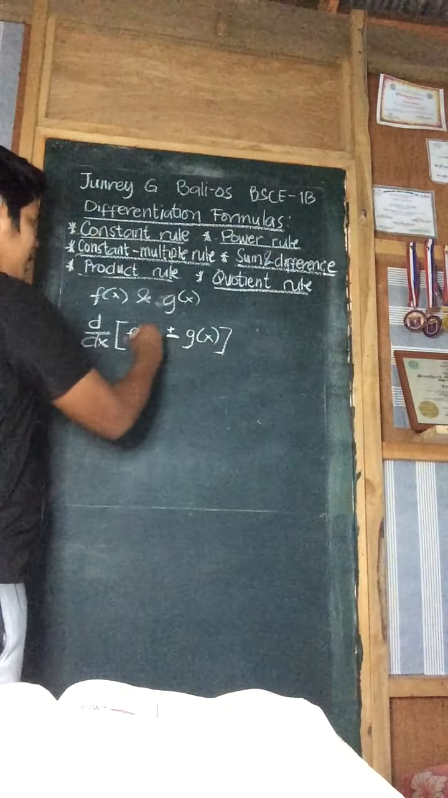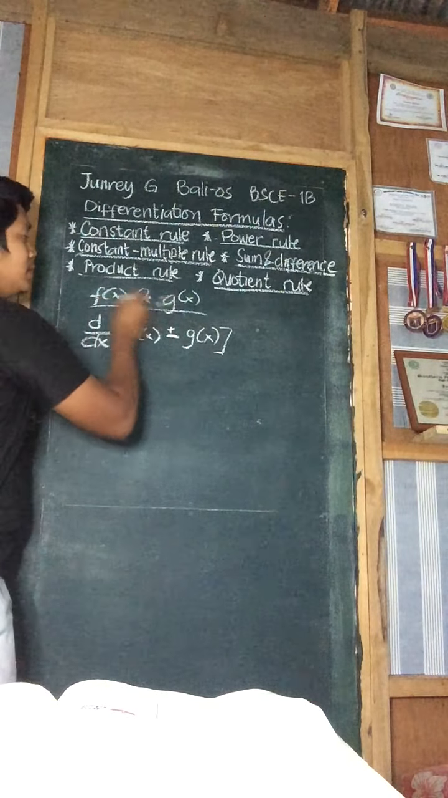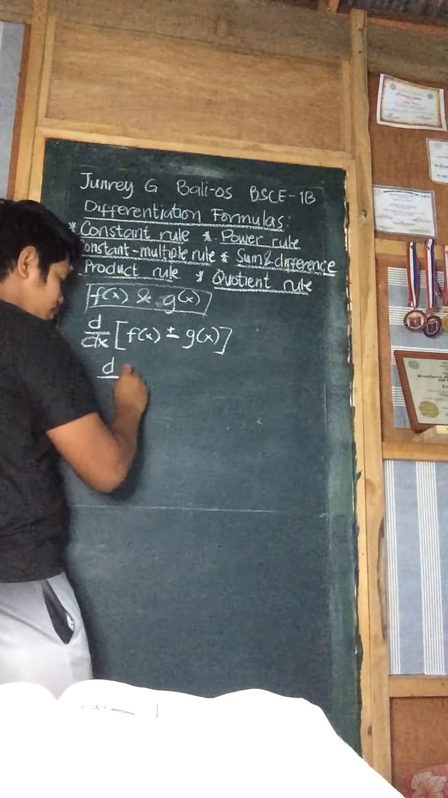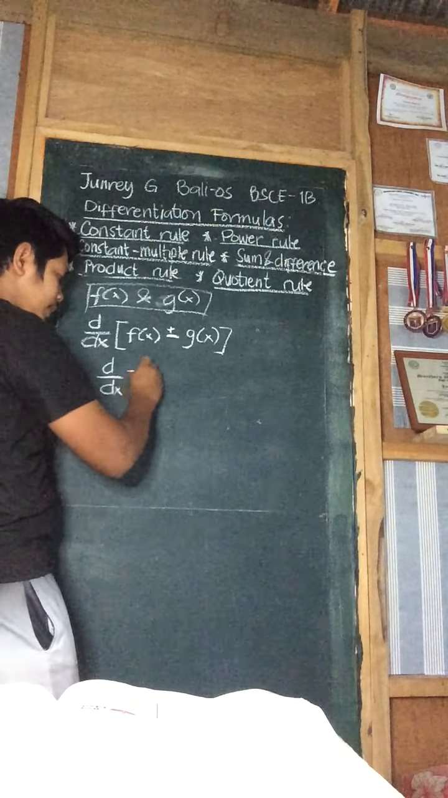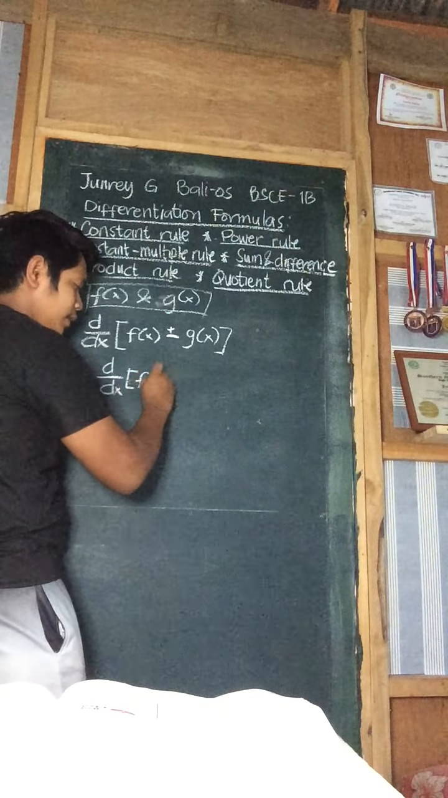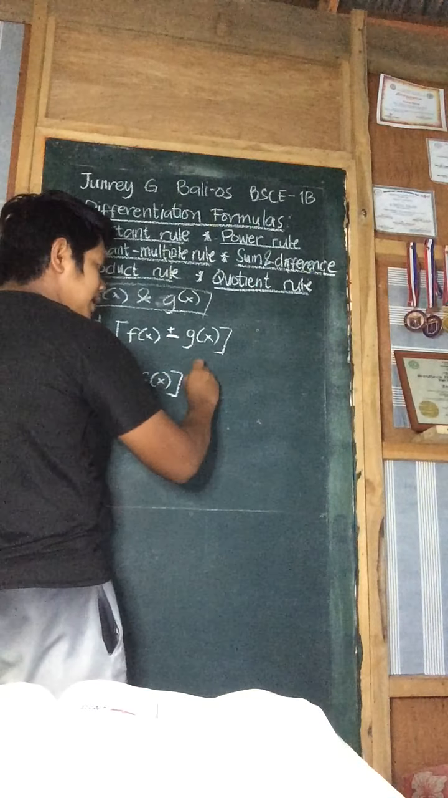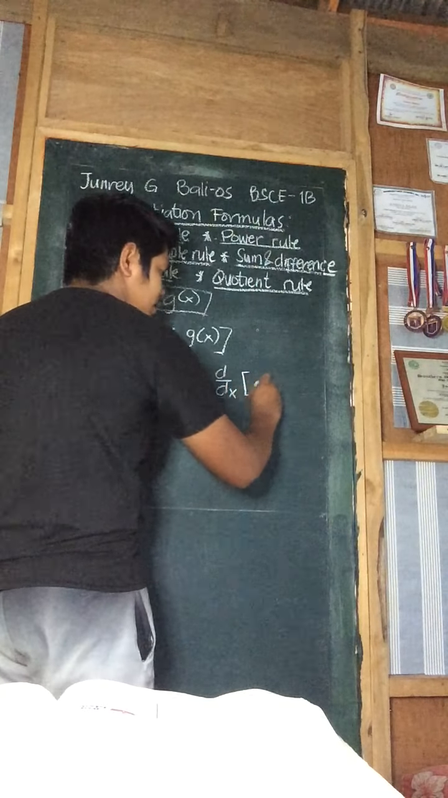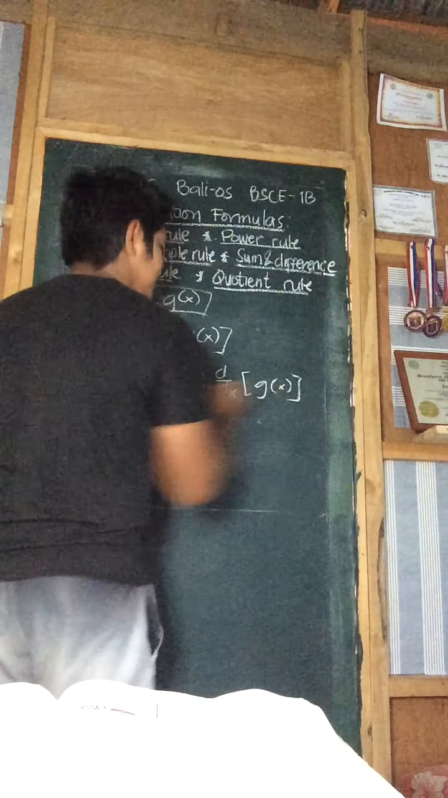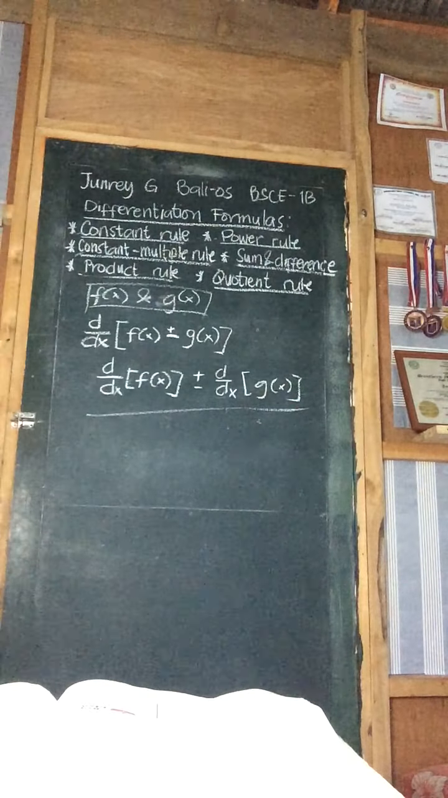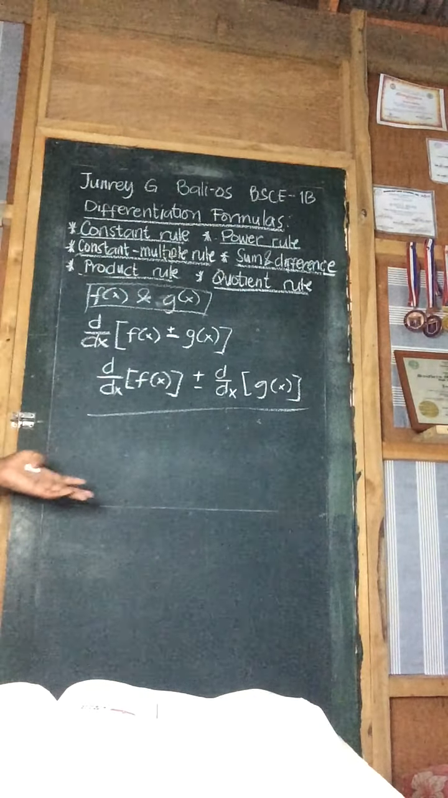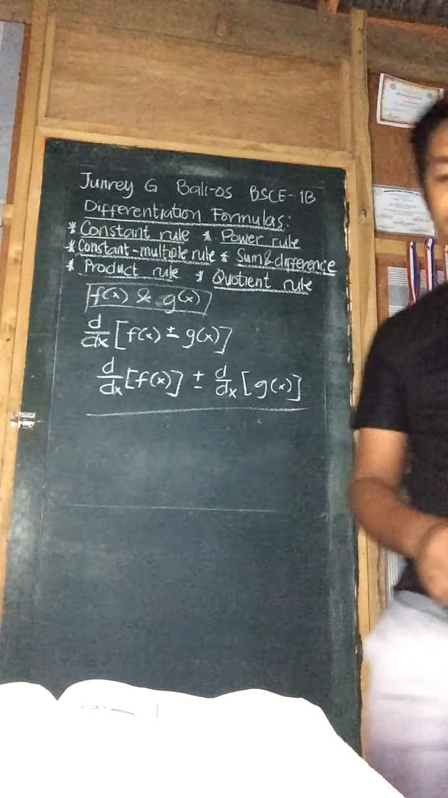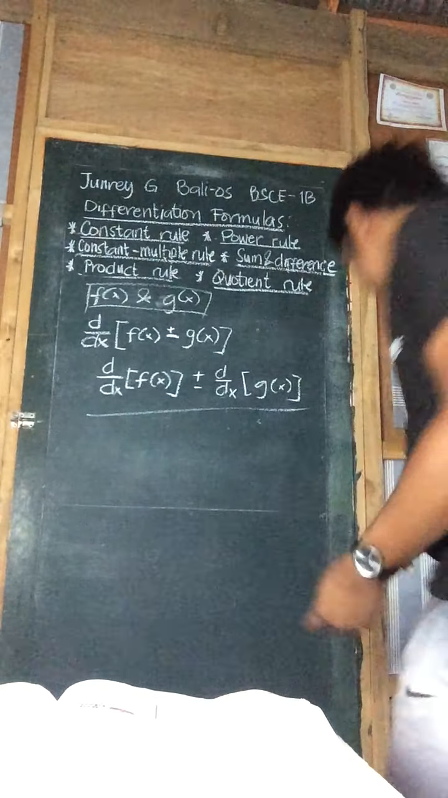That's it. But because these are two differentiable functions, we need to write it like this: the derivative of f of x plus or minus the derivative of g of x. This is now the formula of the sum and difference rule. So I will give an example, just like this.